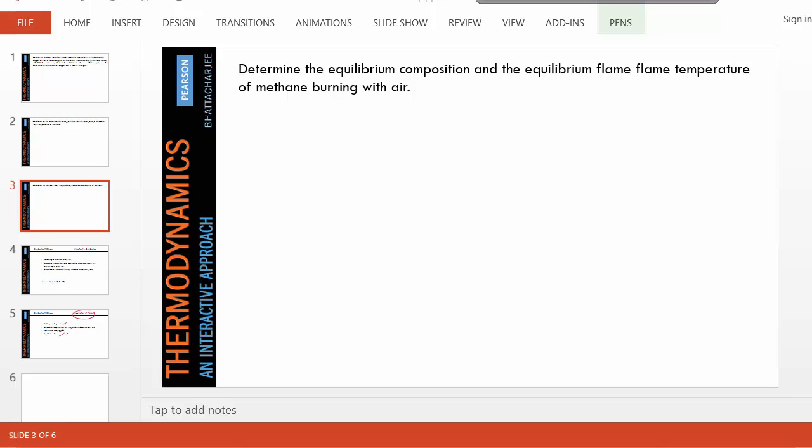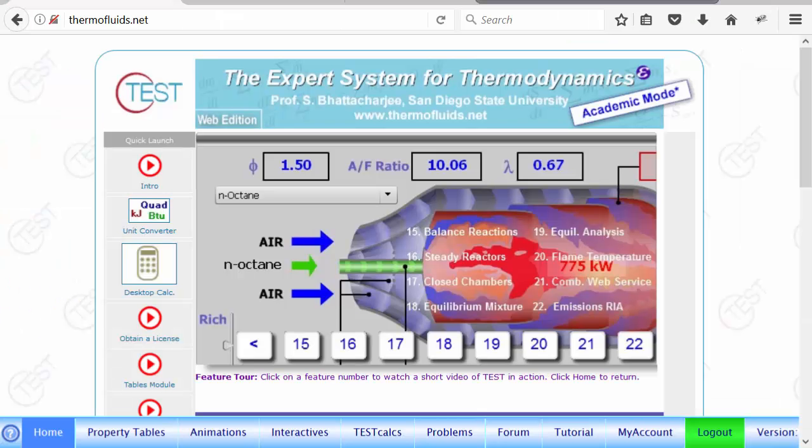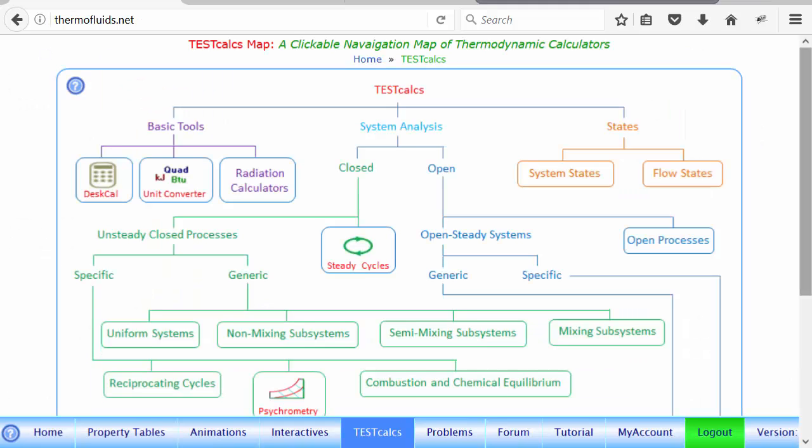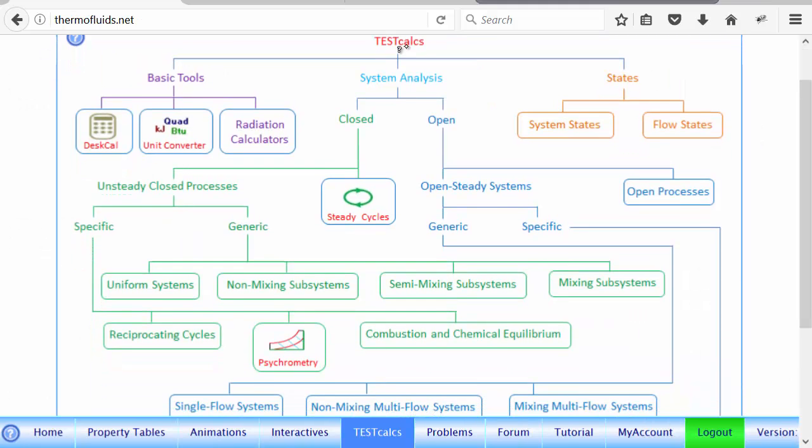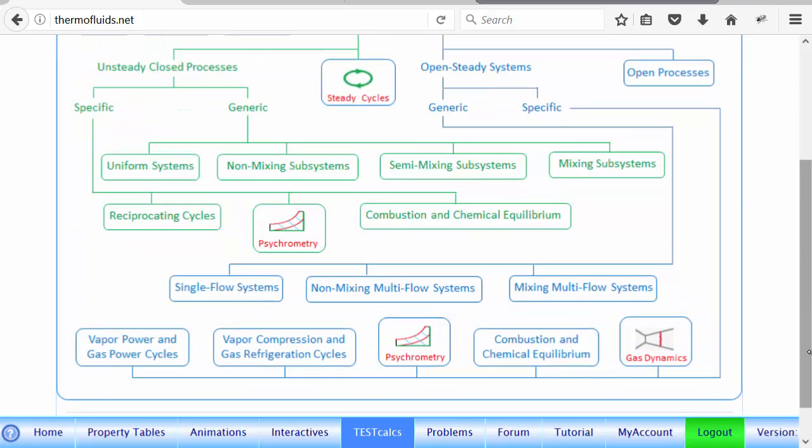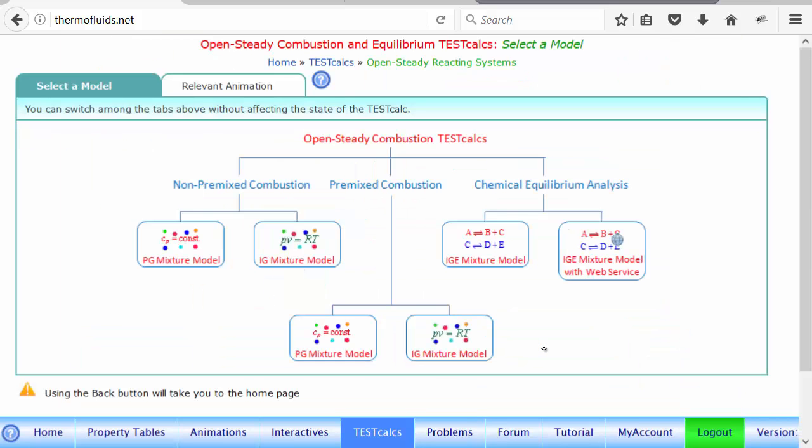Hello. In this problem, we are going to evaluate the equilibrium composition and the equilibrium flame temperature of methane burning with air. We get started by launching a test step. In this case, we'll assume it's a steady state combustion chamber. So we go to the open specific branch and launch the chemical equilibrium test step. And the model we are going to use is the IGE mixture model.